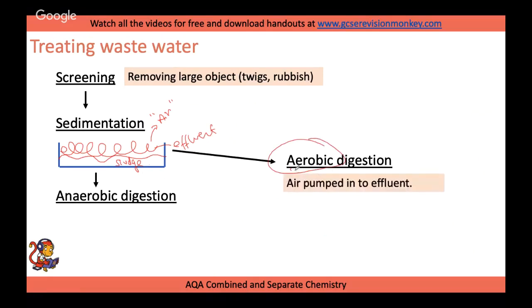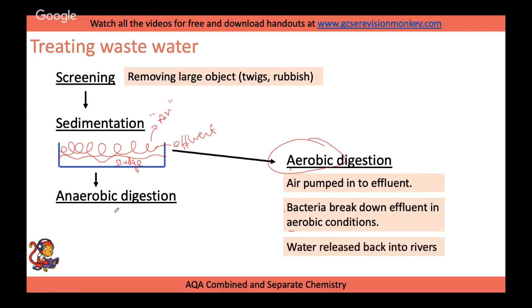So for the effluent, air is pumped into it. And then bacteria break down the effluent in aerobic conditions. So the bacteria break down any waste product and then the water is released back into the rivers.